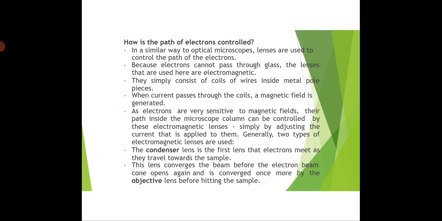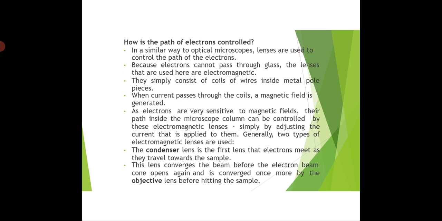Generally, two types of electromagnetic lenses are used. The first one is the condenser lens. This is the first lens that the electrons meet as they travel toward the sample through the column. This lens converges the beam before the electron beam cone opens again and is converged once more by the objective lens before hitting the sample.